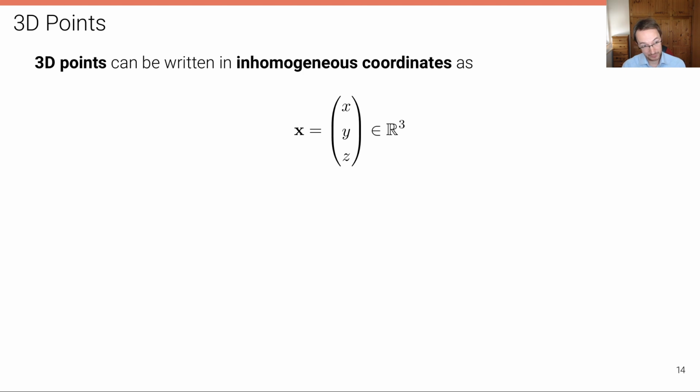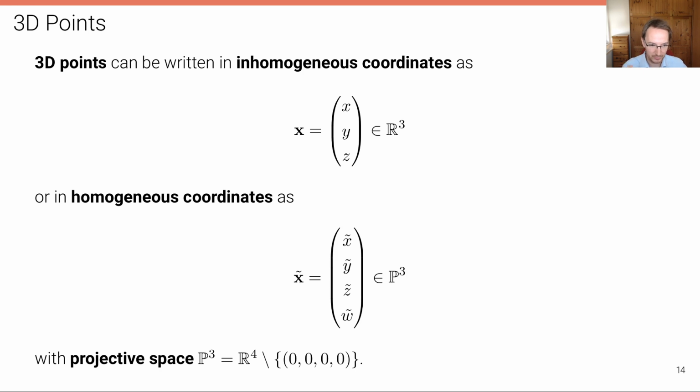Now, let's move on from 2D points to 3D points. Similarly to 2D points, 3D points can also be written in homogeneous coordinates. Here's an inhomogeneous representation of a 3D point, and here's the corresponding homogeneous representation of a 3D point, where we now have a projective space P3, which is the four-dimensional vector space except the element at 0. This element we remove because we have to define the direction of the vector. So w tilde can be 0, but not all of the elements of that vector can be 0. And that's what's called the projective space. The origin is removed.